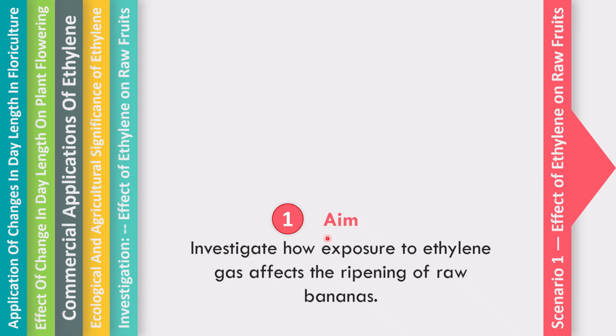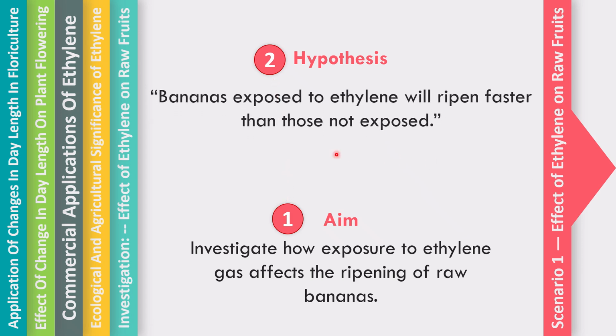The aim of our investigation: investigate how exposure to ethylene gas affects the ripening of raw bananas. This one will take us to our hypothesis: bananas exposed to ethylene will ripen faster than those not exposed.